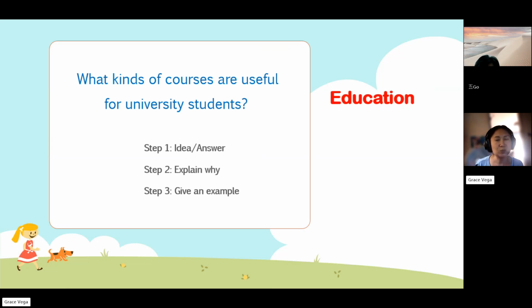How about for you, Daisy? When you go to college, do you already have an idea of what you want to take up in college or what you want to study in college?